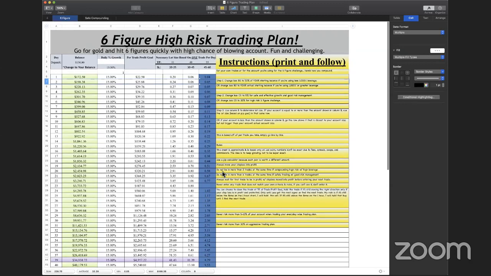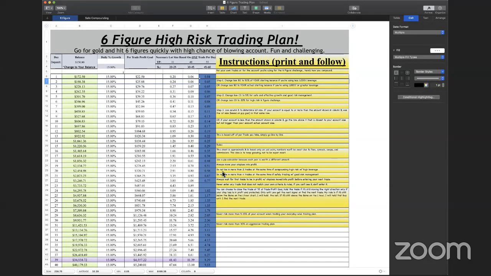It's just going to keep your account a lot safer. So now you've got your trade, you've got your lot size. So you're entering your trade. It is your job from this moment on to manage that trade.